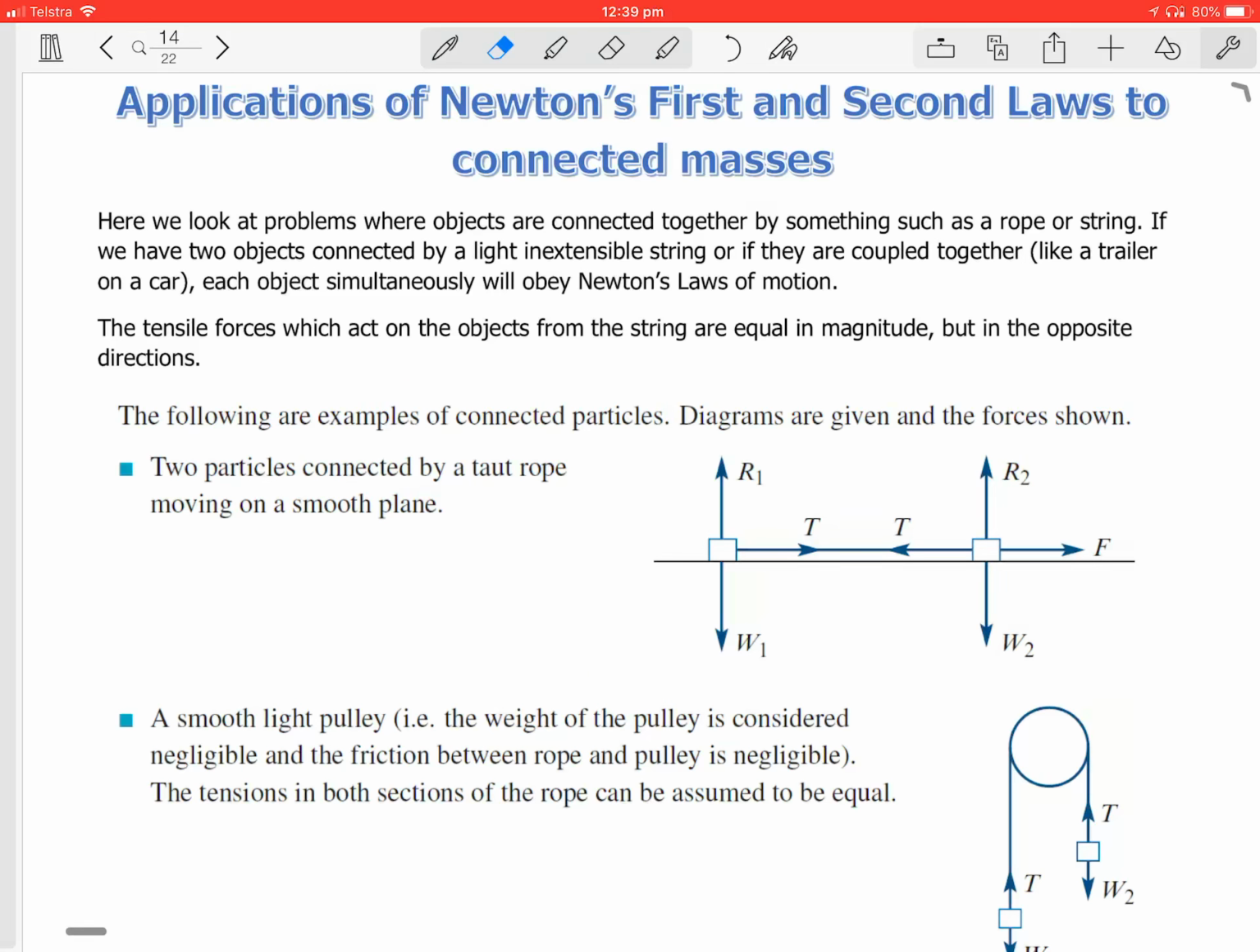Okay, so here, applications of Newton's first and second laws with connected masses. Here we look at objects that are connected together with a rope, so maybe a truck pulling along a car with a taut rope between it. If we have two objects connected by a light inextensible string, or if they're coupled together like a trailer and a car, each object simultaneously will obey Newton's laws of motion. The tensile forces which act on the objects in the string are both equal in magnitude but in opposite directions.